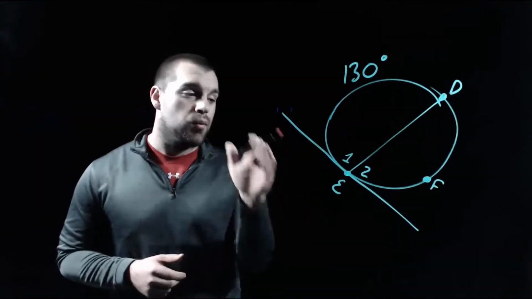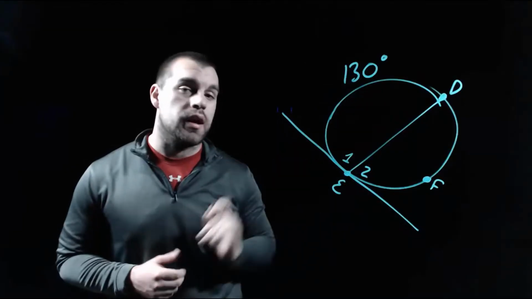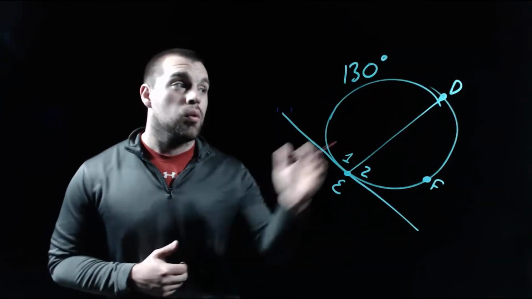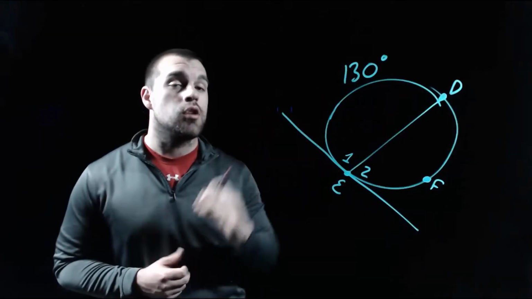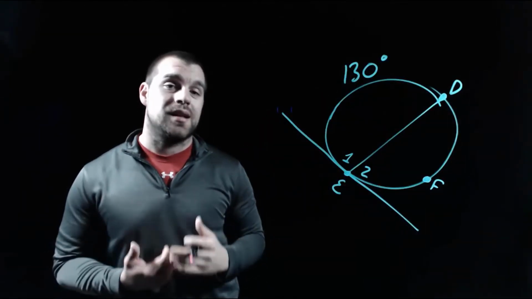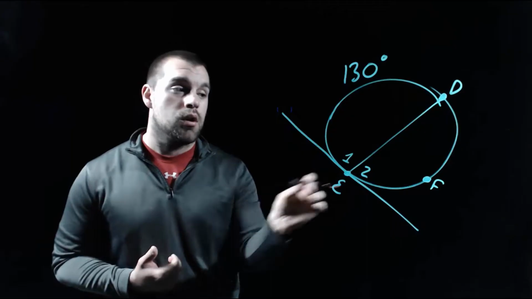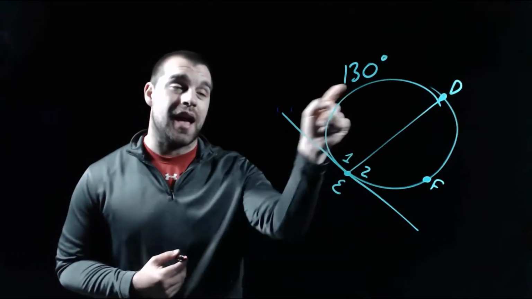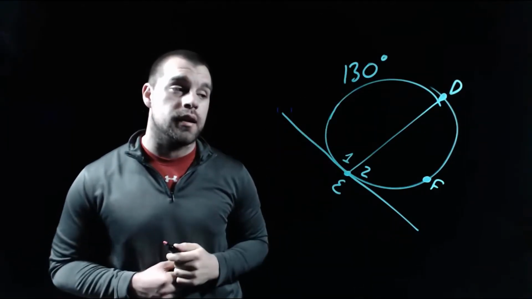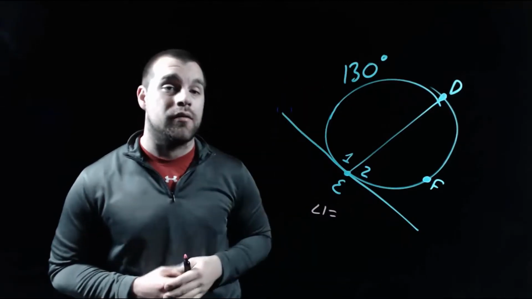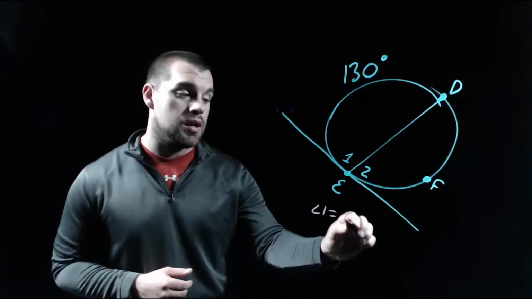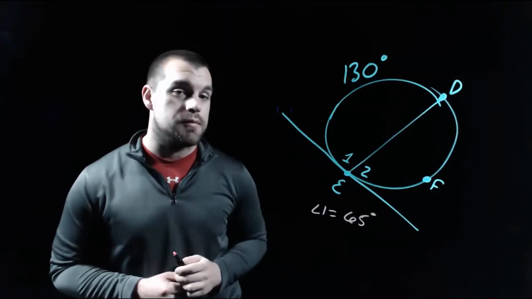Now in this example, we've got our tangent line and our chord intersecting at point E. We're told that the arc that runs from D directly to E is 130 degrees. So based on that property, this angle has to be half the measure of the arc that it intercepts. So in this picture, angle 1 has to be half of 130 degrees, which is 65 degrees.